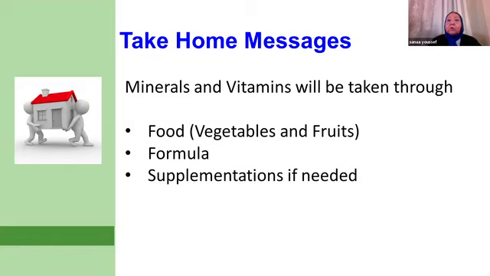So my take-home message for the minerals and vitamins: minerals and vitamins should be supplemented to all infants with inborn errors of metabolism to boost their immune system and support them. Either they are taken through the restricted food, such as vegetables and fruits, or through a formula. If neither of them is available, then we need to supplement them as a medicine in the required amount.